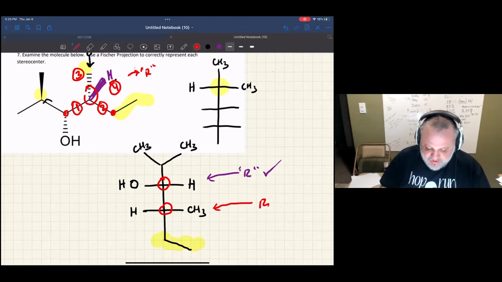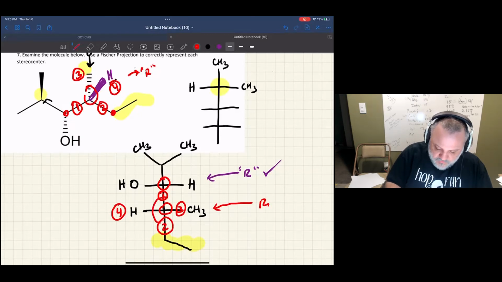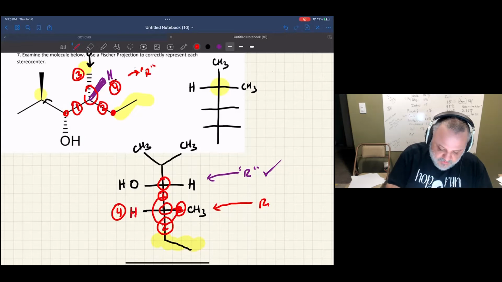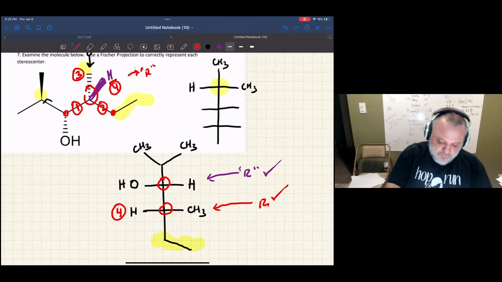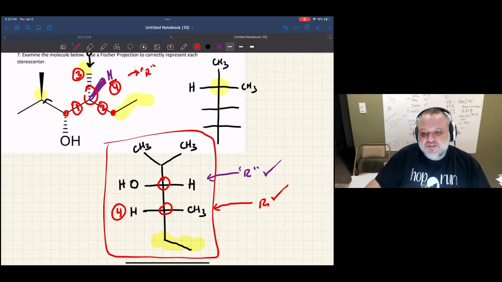So let's see if I did that correctly. Here's my 4 priority group. Here's my 1 priority group. Here's my 3 priority group. Here's my 2 priority group. So it's 1, 2, 3. That's counterclockwise, but again, the hydrogen is coming towards me. So I would reverse my counterclockwise designation from S to R. I got that right as well. So I've correctly represented the molecule on a Fisher projection.